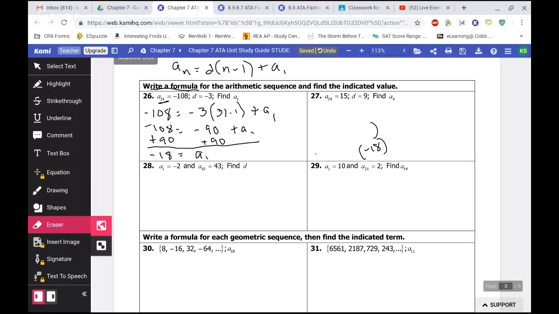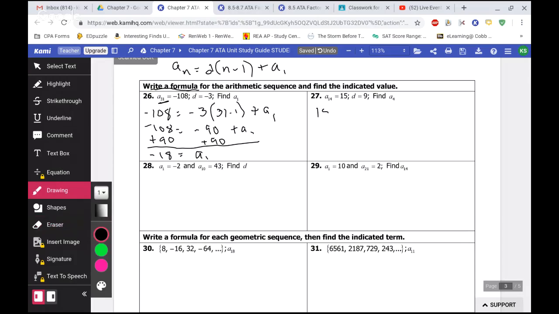All right, so for number 27, we're given the value of the 14th term, and we're given the common difference. Once again, we'll plug in what we know into the formula. We know that the value of the 14th term is 15, and the common difference is 9. Then you have n minus 1, which is 14 minus 1, and then plus a 1. So 15 equals 9 times 13 plus a 1.